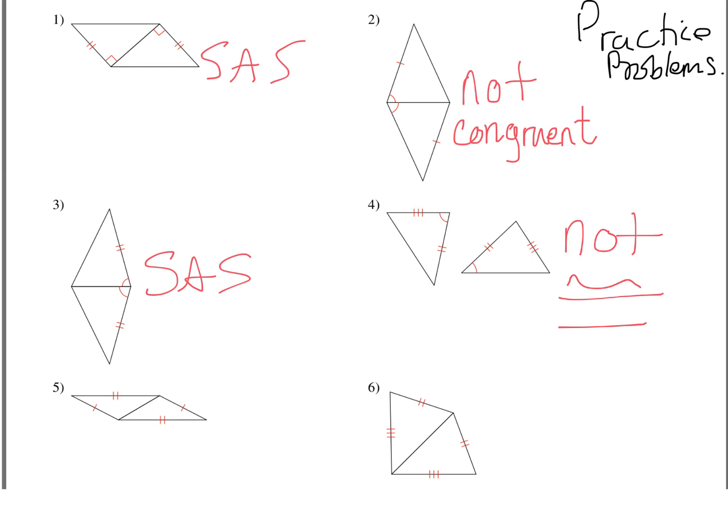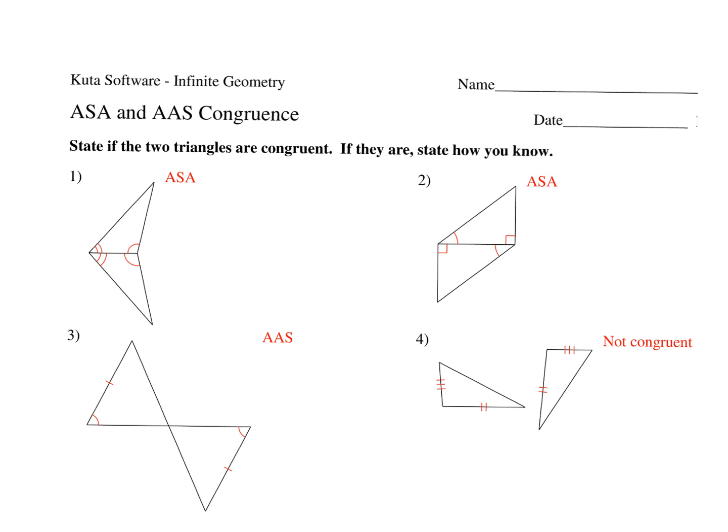Okay, number 5. We see sides are congruent, and sides are congruent. So we have side, side, side. So we would write that down. And then number 6, we see that we have sides that are congruent, and then another side that's congruent right there. So we have side, side, side. So we'd write that down. So next, now we're on to our next examples.